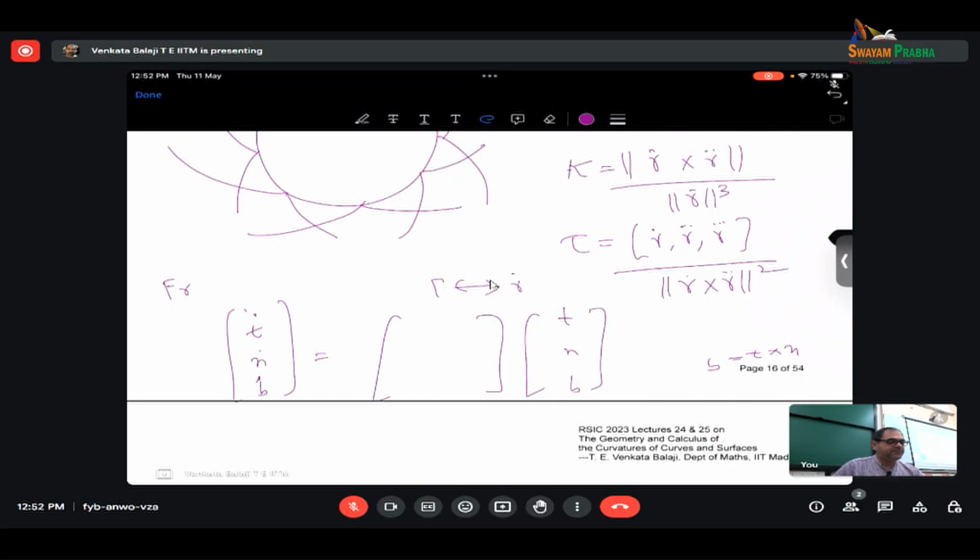Okay, and then there is a differential equation that all these curves satisfy, which is T dot, n dot, b dot equal to a matrix times T, n, b, where T is the tangent, n is the normal, b is the binormal, b is T cross n. Okay, and there is a differential equation like this. It's called the Frenet-Serret equation. F-R-E-N-E-T, S-E-R-R-E-T.